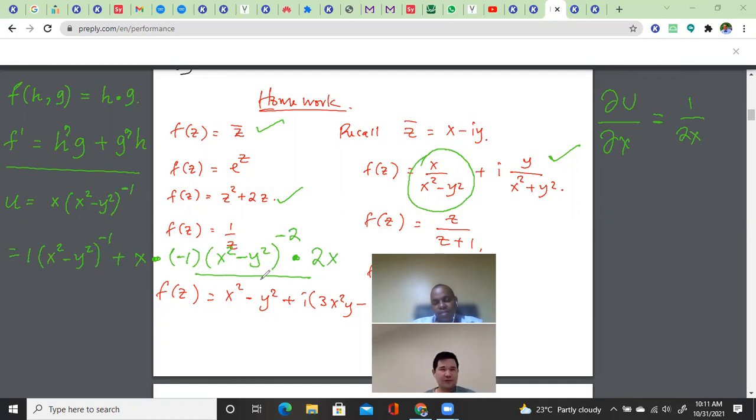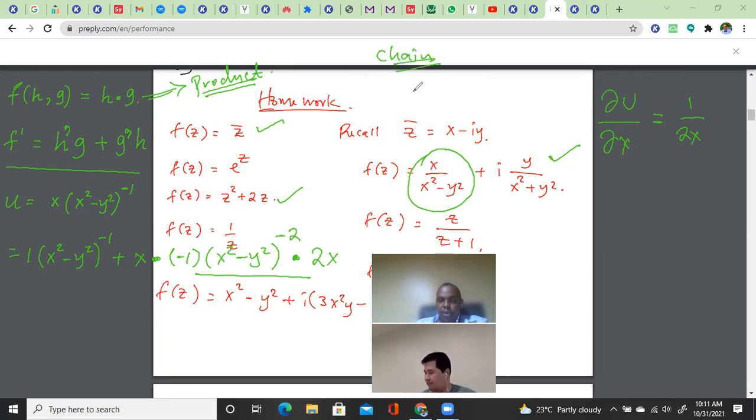Why do you multiply by 2x? Because of another rule. This is one rule, we call it the product rule. There is another rule, combined with the product rule. We call it the chain rule.